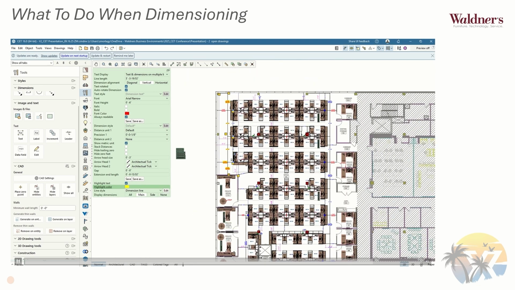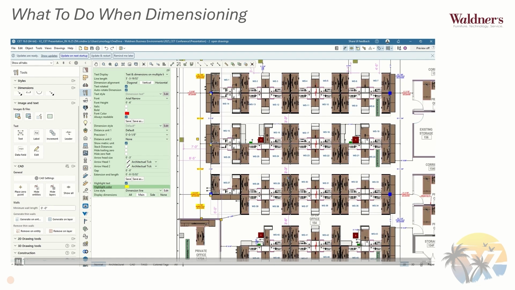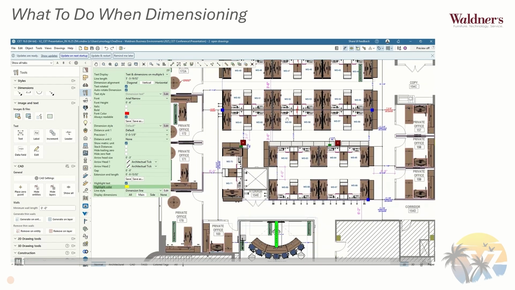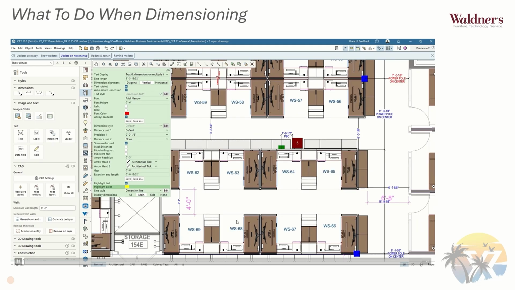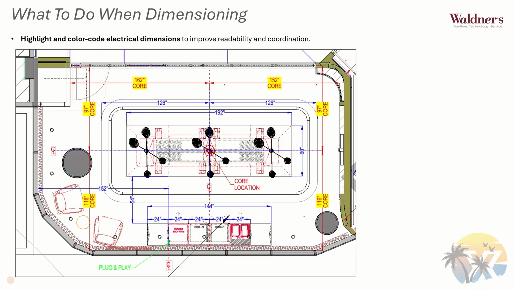Now, having two different colors of dimensions on here may look childish, but it helps show that this is my placement, this is not my core, or this is where my electrical is coming in, this is not my core. This is what the electrician needs to pay attention to. This is what the installer's assistant needs to pay attention to. Okay, so here's an example of highlighted.